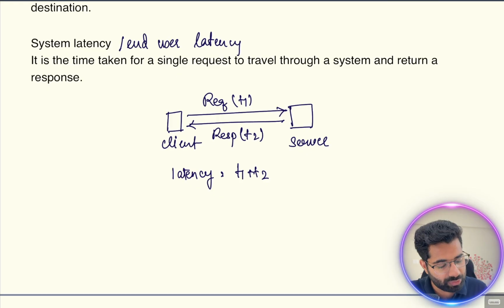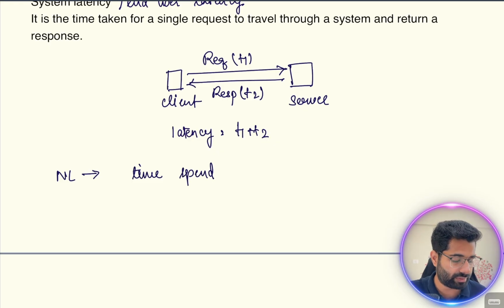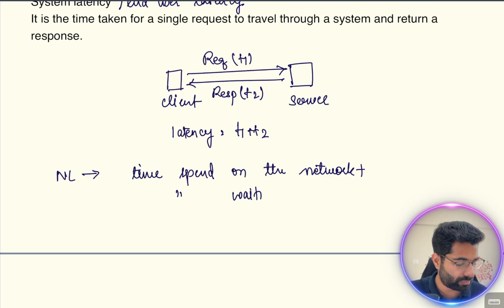Now there is one more term that you will hear about, that is network latency. What is network latency? Network latency is basically the time spent by the request and the response on the network, as well as the time spent waiting on the queues, if there are any.